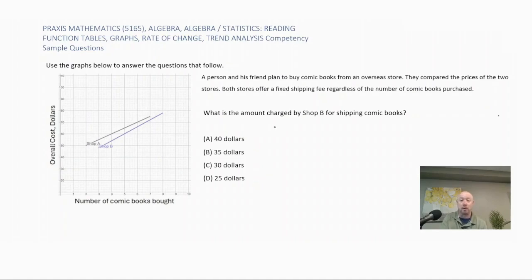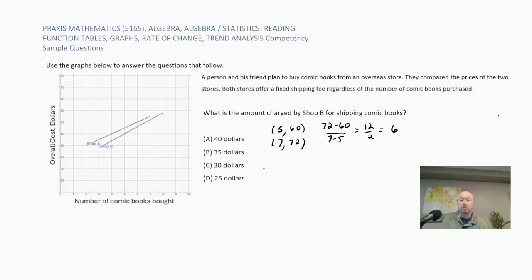One point would be when you buy 5 comic books, it costs $60. And when you buy 7 comic books, it costs $72. So I'm going to calculate the slope. I would get 72 minus 60 divided by 7 minus 5, change of y over change of x, which would be 12 over 2, which comes out to a slope of 6.